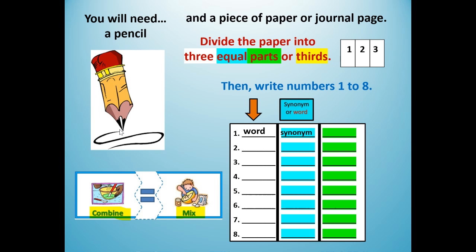So you can write a synonym for the targeted vocabulary word or a short definition. But if you don't catch that, that's okay. You can rewrite the word a second time. And then in the third column, I want you to draw a quick picture or sketch to help you remember the vocabulary word. And you're going to do this for each of your 8 words.